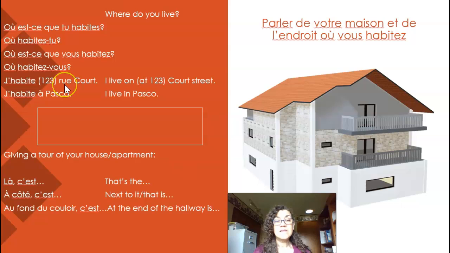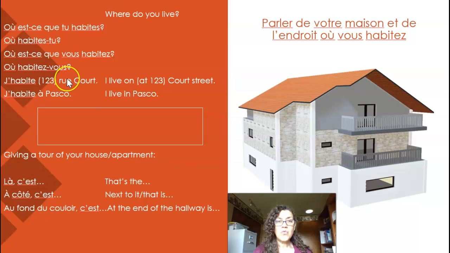Now, you can easily substitute avenue or boulevard for rue. Okay, if you want to be more specific and say exactly where you live, the number comes first and then the street. J'habite 123 rue Cour. Okay, so I live at 123 Court Street. If you just want to say what town or city you live in, you say j'habite à. So we need a preposition there. J'habite à Pasco. Okay, I live in Pasco. Répétez, j'habite à Pasco.